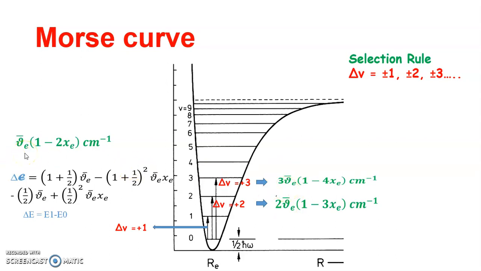The first line is known as the fundamental absorption band or fundamental absorption line of the spectrum, and as I have already said, it is the most probable transition. The other less intense transitions are called overtones. The transition due to Δv plus 2 is the first overtone, next is the second overtone, the third overtone, etc.